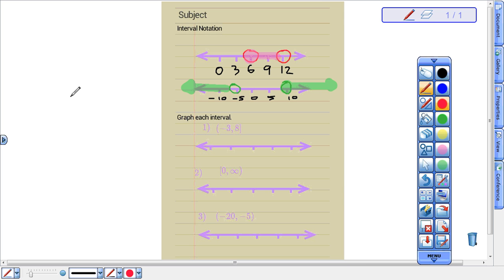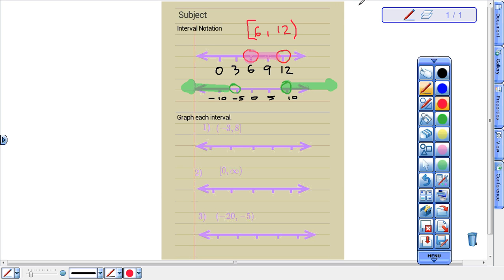For the first one, we have circled 6 and 12, so we're going to copy the numbers 6 and 12. And then we're going to use brackets or round parentheses. 6 is shaded in, so we're going to use a bracket. 12 is not shaded in, so we're going to use a round parenthesis. So we will have all the numbers in between 6 and 12, including 6 but not including 12.